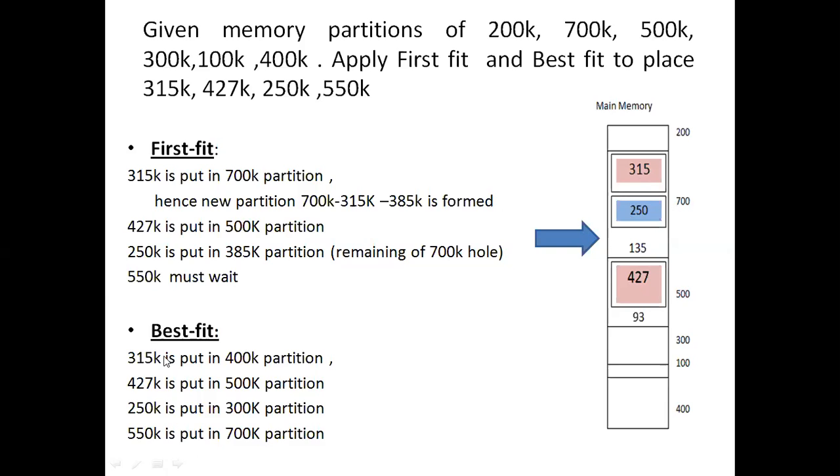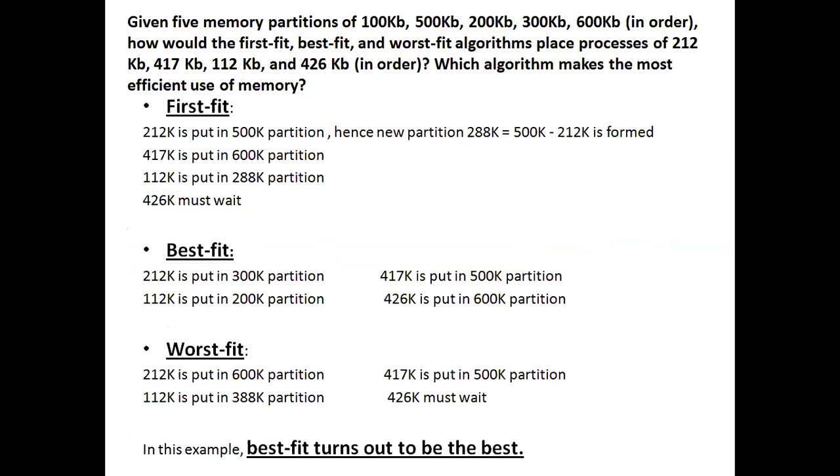So the memory partition is the same, and the processes coming are also the same, but it depends upon the fit, the kind of technique we apply. If it's first fit, then there is a process waiting. If it's best fit, all four processes happily execute by placing themselves into the main memory, right? So this is how the problems on fragmentation can be solved.